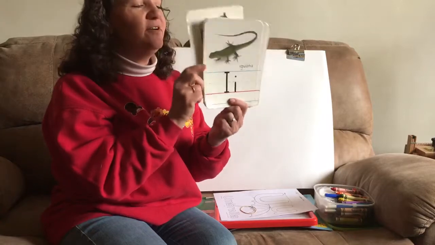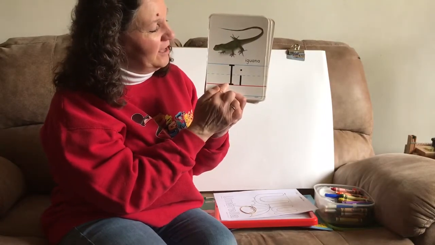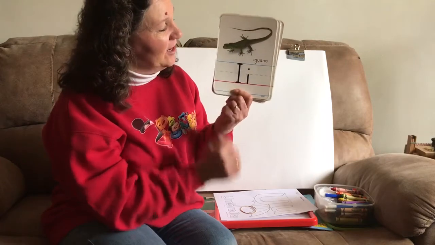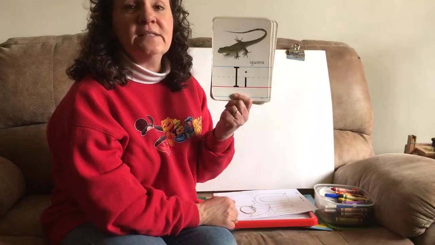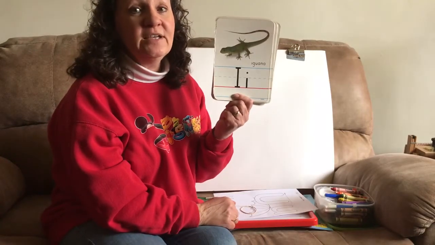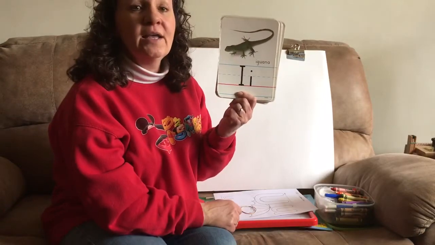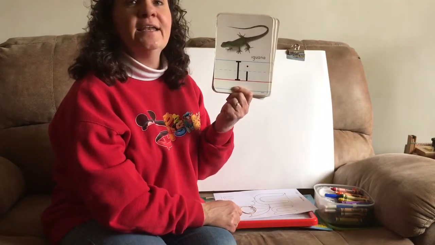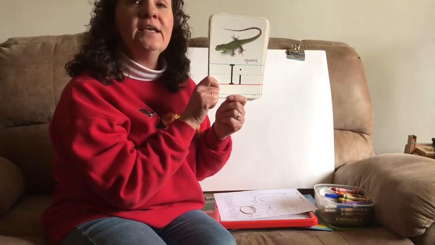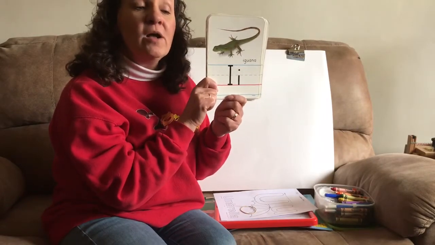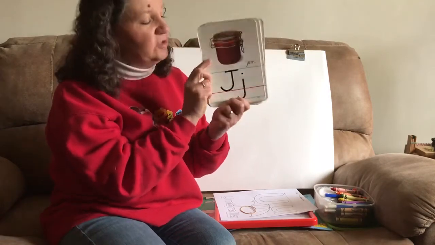And what's this letter? The letter I. We have our capital I for Ivana and Ignore, and we have our lowercase i. The I has two sounds. It makes the I sound like ice cream and ice skates, and the short i sound like iguana and Ivana and inside. I for iguana.